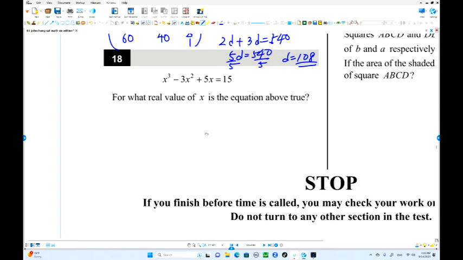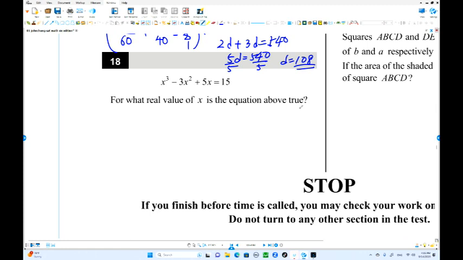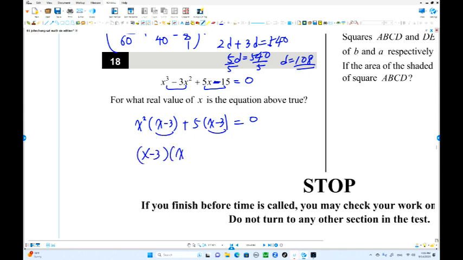For what real value makes the equation above true? Actually, this one has 4 terms, right? Maybe minus equal. So better use group factoring, okay? Group factor. The first two have a common factor, x squared, inside is x minus 3. Second one, 5 is out, x minus 3. You gotta make sure we have a common factor, x minus 3 there. This is moved out: x minus 3 times x squared plus 5 equals 0.